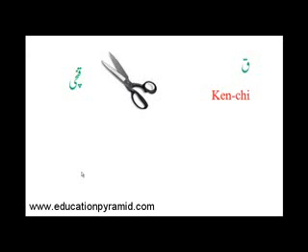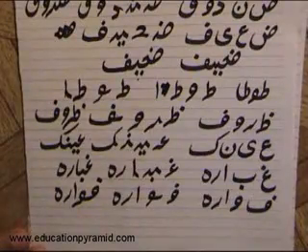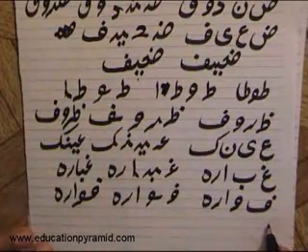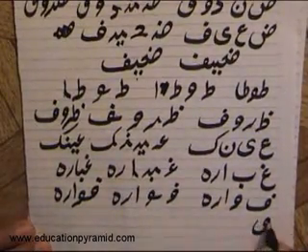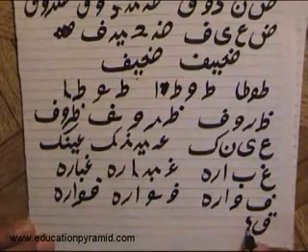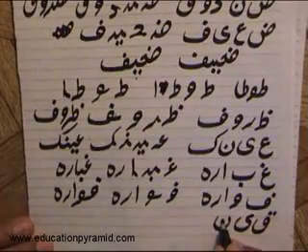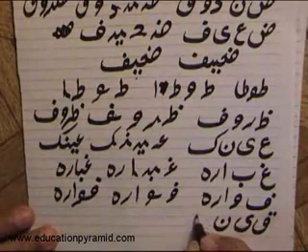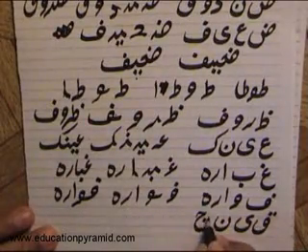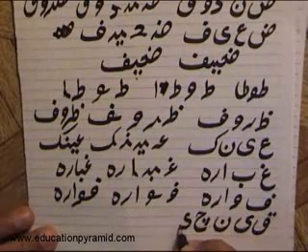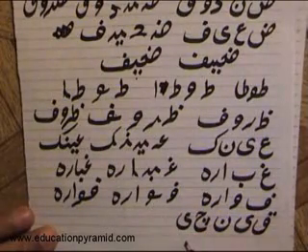Kaf, kenchi, pair of scissors. Kenchi. Kaf is a connector. Ye is a connector. Noon is a connector. Che is a connector. Choti ye is the connector. So all the letters are connectors.